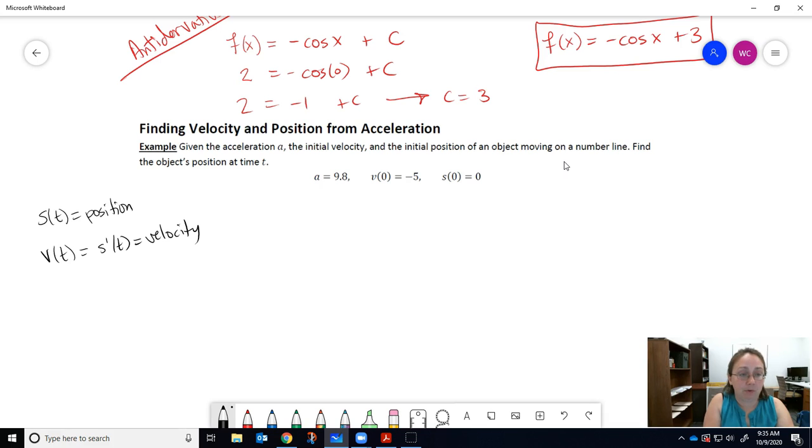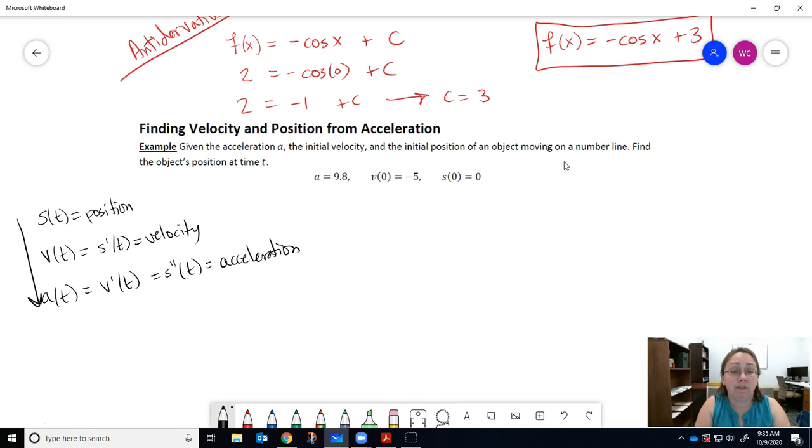And once you have velocity, we've been finding acceleration, which is the derivative of velocity, or the second derivative of position. This is how we've been going. We're going in this direction. According to the mean value theorem, we can go back the other way.